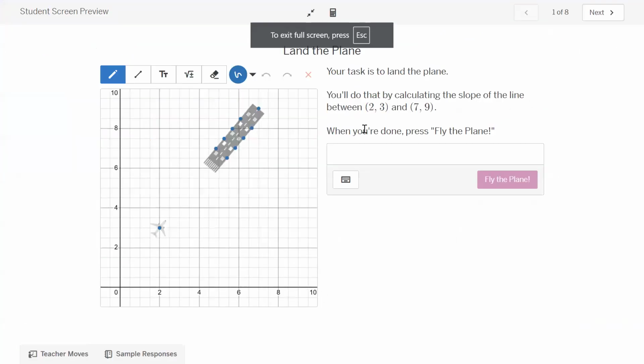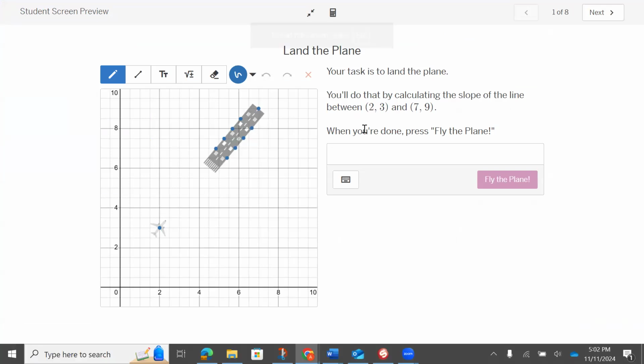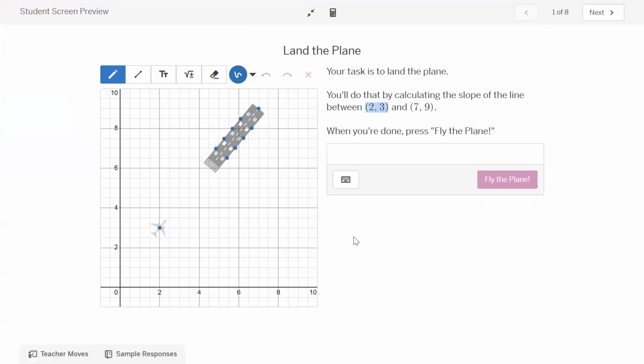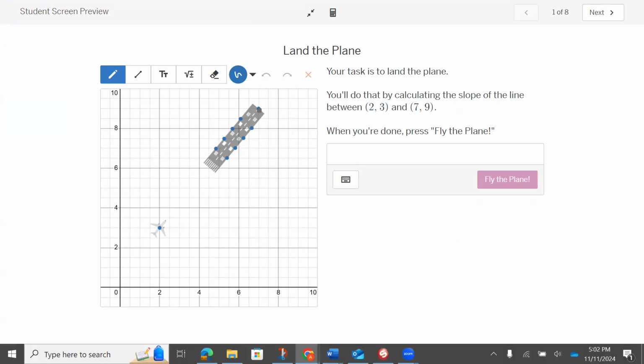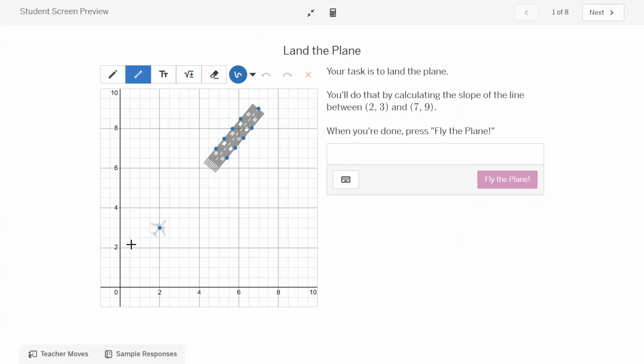And we have to find the slope of the line that the plane is flying to land the plane. So we're finding the slope. We have the plane's point, 2, 3. So we have the point 2, 3, and the end of the runway is at 7, 9. So we need to find the slope so that we have the line here, so that our plane goes through here. All we are doing is calculating the slope. You don't have to write the equation for this line. We're just finding the slope of it. And to do this, we need to use that slope formula.